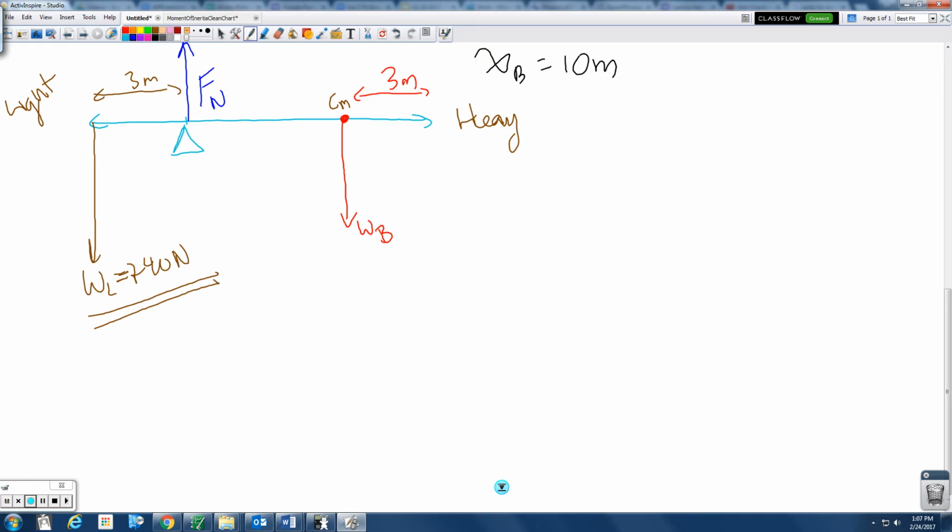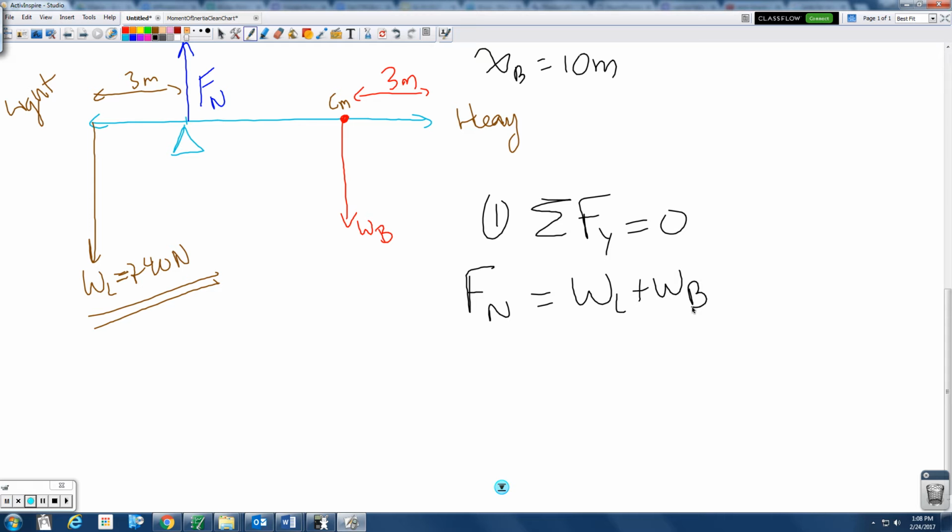And that would be part of my condition 1. We have nothing to look at in the x direction, so the sum of the forces in the y direction must be 0. So I have force normal positive must equal the weight at the light end plus the weight of the bar. And I don't think I really care about the normal force in this problem, but that is condition 1 for translational equilibrium. Condition 2, sum of our torques external must be equal to 0.